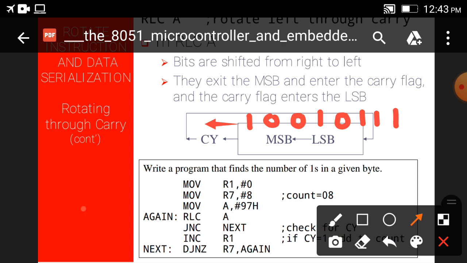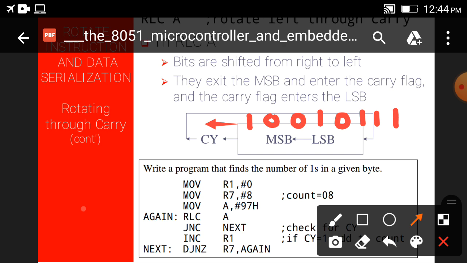But now after executing the instruction jump if no carry, if carry is not generated, meaning if I don't find a bit at the carry position, then it has to go to the next one. But if I find a bit at the carry position, meaning I get 1 at the carry position, then what I have to do is increment R1. So R1 initially has value 0. I am using R1 for calculating the number of ones.